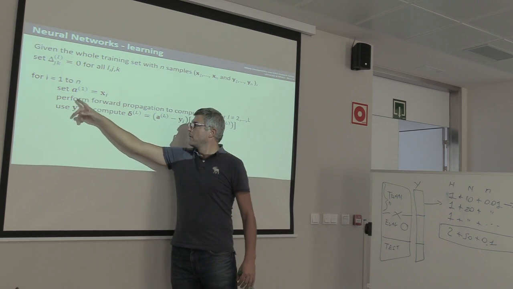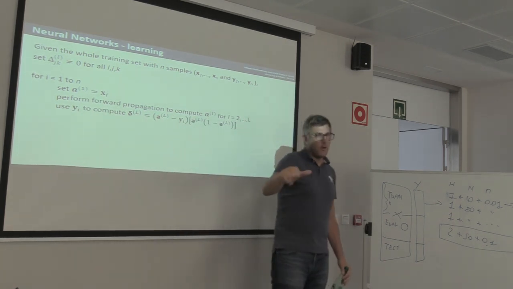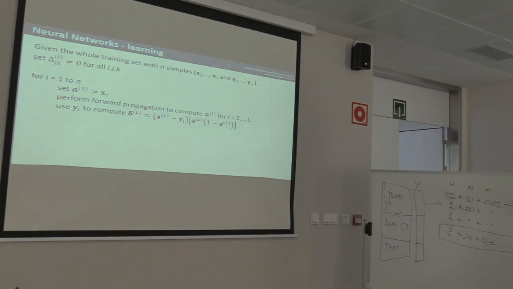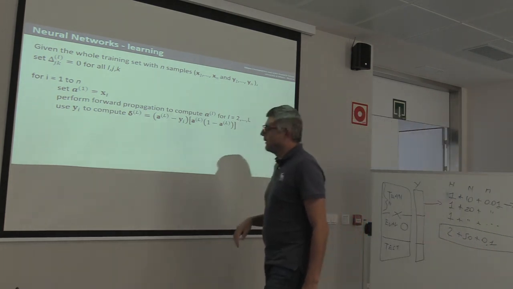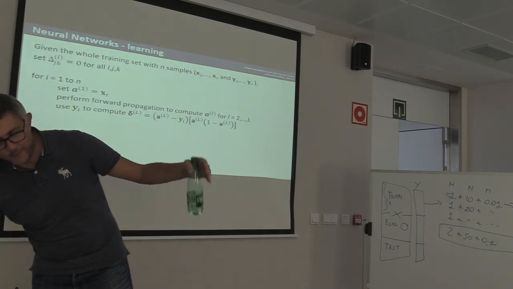Then, after the forward propagation, you can go back and calculate all the delta terms, right? For each layer, so for the output layer and for the previous layers.